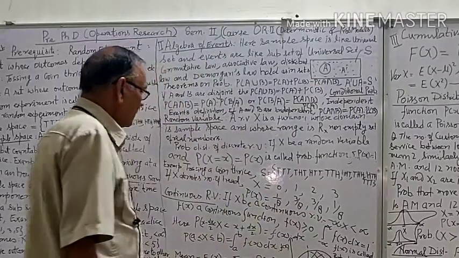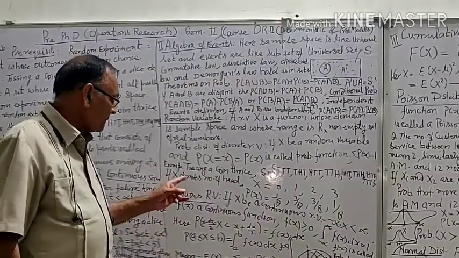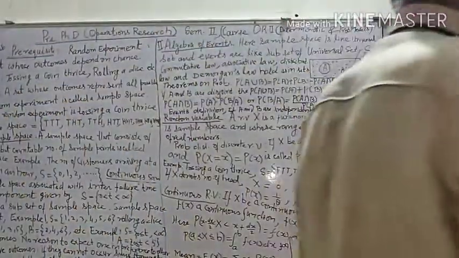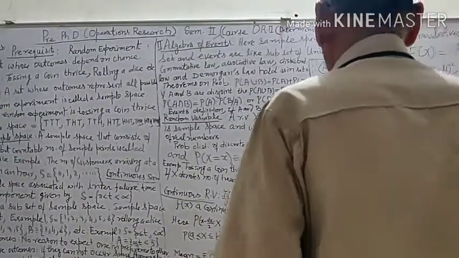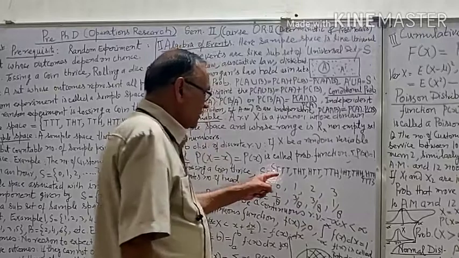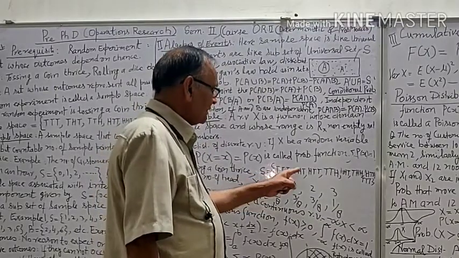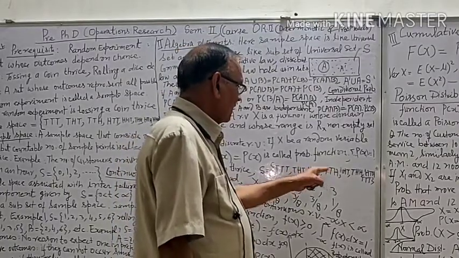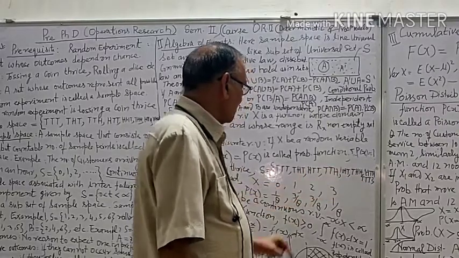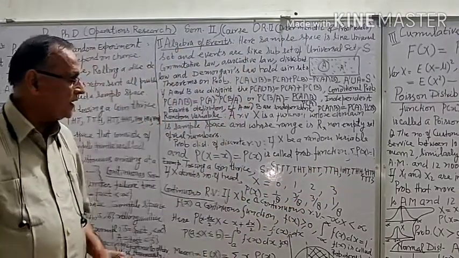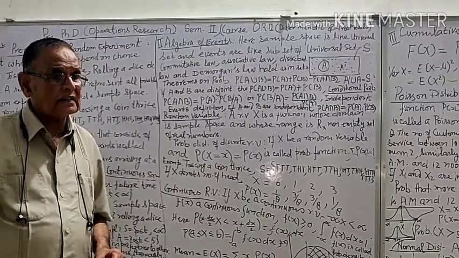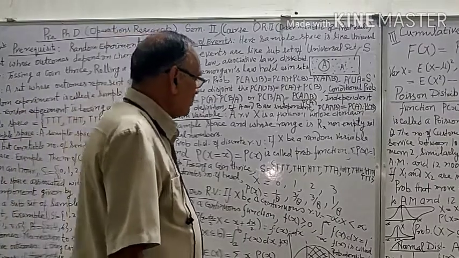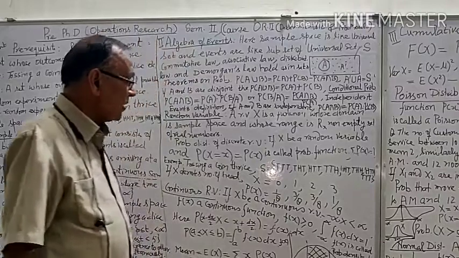For example, tossing a coin thrice, if I define the random variable x to denote the number of heads, then by this rule I can assign to the first sample point 0, no head, then one head, then 2 heads, and all 3 heads. Therefore, to the random variable counting the number of heads, we can assign the value 0 or 1 or 2 or 3. Now what are the probabilities?